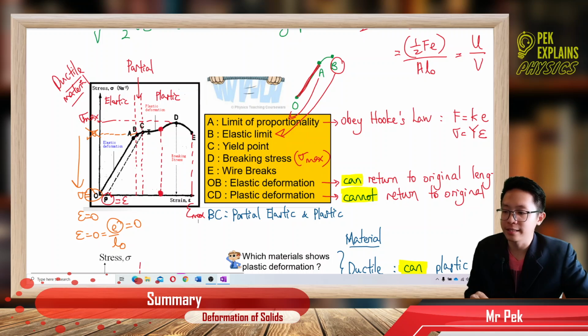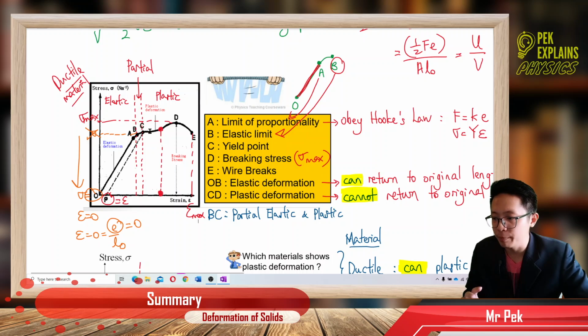But after the elastic limit, you extend to the yield point. B to C is called partial elastic, partial plastic. That means it can still go back to original length, but not entirely. It will go back to point P only. It cannot go back to point O. So if you increase from O to B, it can go back to O. Increase from B to C, it can go back to P, cannot go back to O.